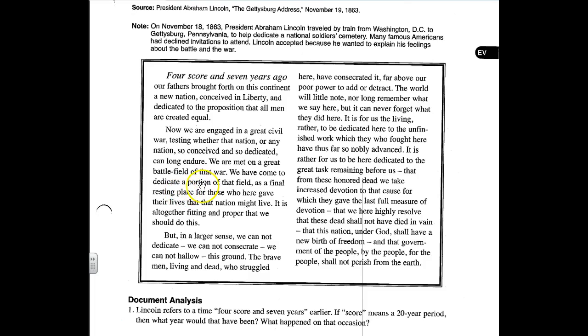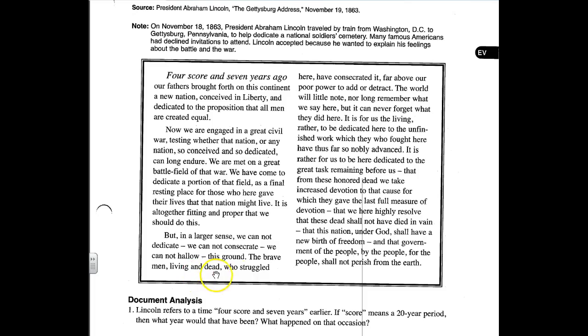We have come to dedicate a portion of that field as a final resting place for those who here gave their lives that that nation might live. It is altogether fitting and proper that we should do this. Lincoln continues, but in a larger sense, we cannot dedicate, we cannot consecrate, we cannot hallow this ground.